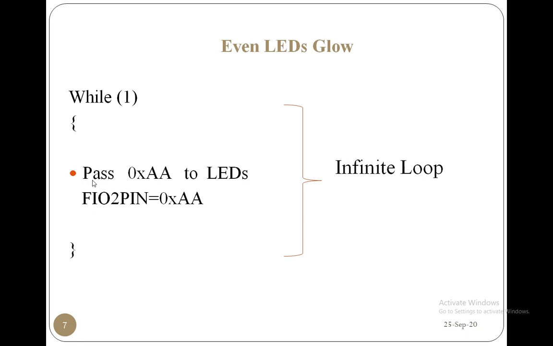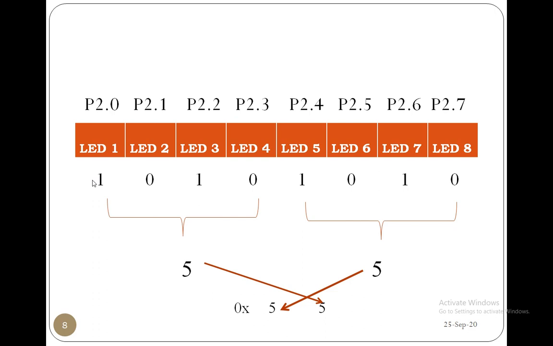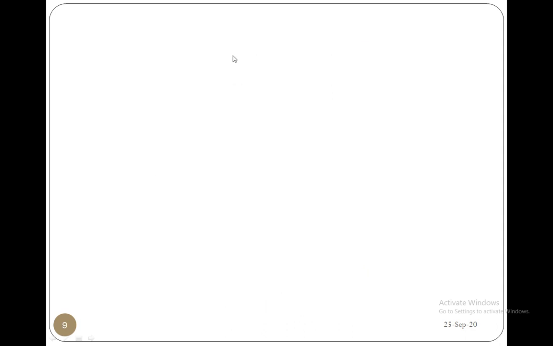Now we'll see the odd LEDs glowing, right? How are the odd LEDs glowing? Odd LEDs means LED 1 will glow, LED 3, LED 5 and LED 7 will glow. So the bit combination for this one is 5 and for this one is 5, so we have to specify 0x55 in the FIO2 pin to activate the odd LEDs. That is, pass 0x55 to the LEDs by using FIO2 pin equal to 0x55.